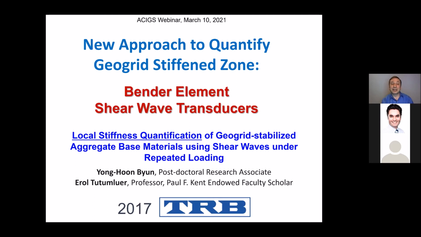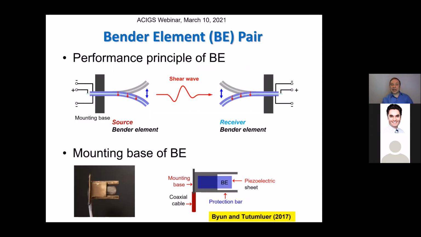And my last topic here, just to mention to you, is that with that in mind over the years, I put all my efforts into a goal: how can we measure that stiffened zone, which we know is happening, the stiffening effect. And we went to seismic techniques. A bender element shear wave transducer is something we developed for measuring small strain modulus or local stiffness of that geogrid stabilized zone. For that, we use the very well-known bender element technology, which consists of a piezoelectric sheet. When given the voltage, the piezoelectric sheet vibrates.